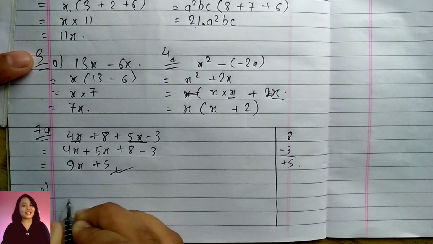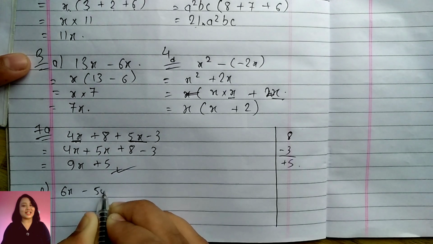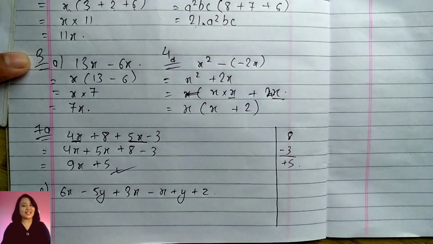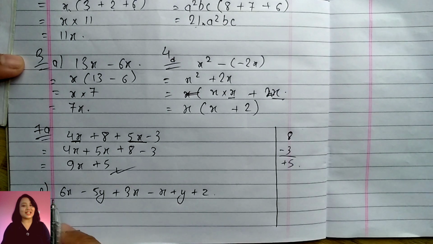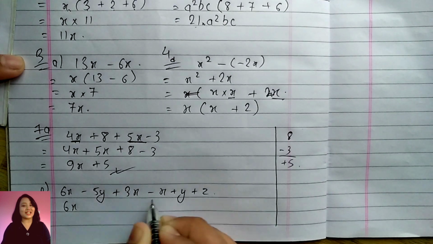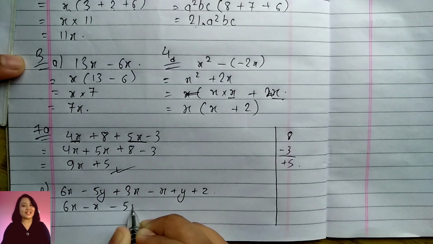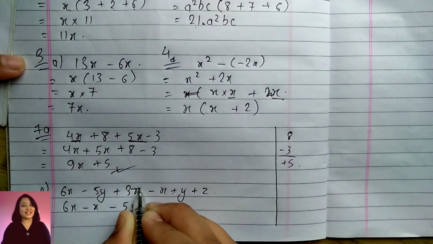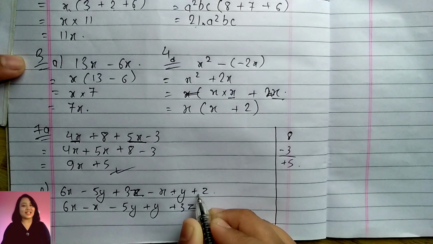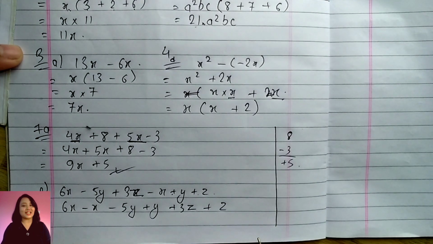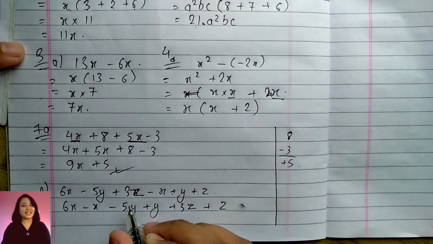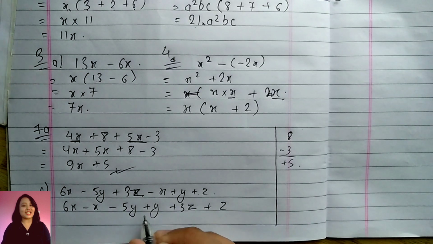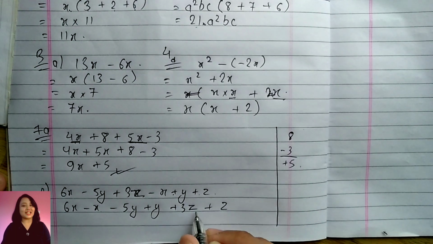So in part L the question is 6x minus 5y plus 3z minus x plus y plus z. Now what we can do is arrange the like terms. 6x minus x, then minus 5y plus y, then plus 3, sorry, this is z. Okay, 3z, and here also plus z is given, right? So we arrange the terms in this way, where there is x and x, y and y, z and z.